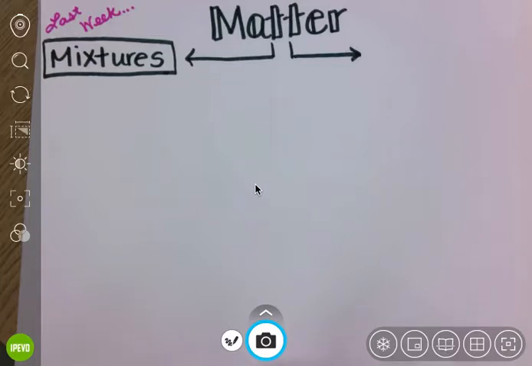Hey guys, so today I'm going to give you some notes over matter. Last week we mostly focused on mixtures, so I'm just going to review some of those terms with you.